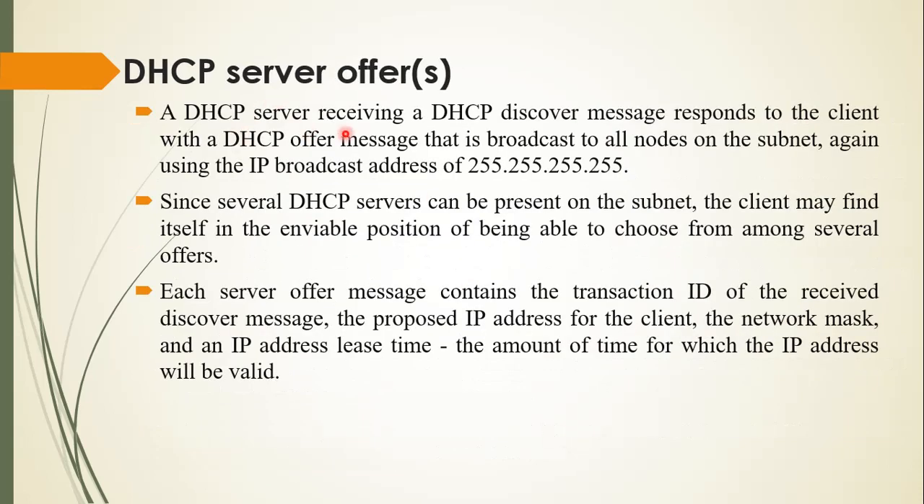A DHCP server receiving a DHCP discover message responds to the client with a DHCP offer message that is broadcast to all other nodes available in the subnet, again using the IP broadcast address 255.255.255.255. Since several DHCP servers can be present on the subnet, the client may find itself in the enviable position of being able to choose from among several offers. Each server offer message contains the transaction ID of the received discover message, the proposed IP address for the client, the network mask, and the IP address lease time, the amount of time for which the IP address will be valid.